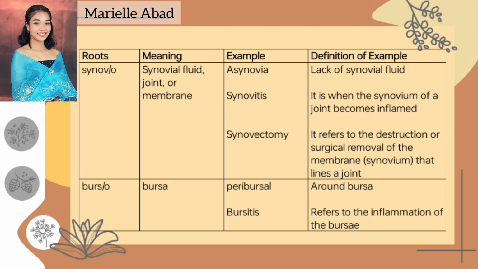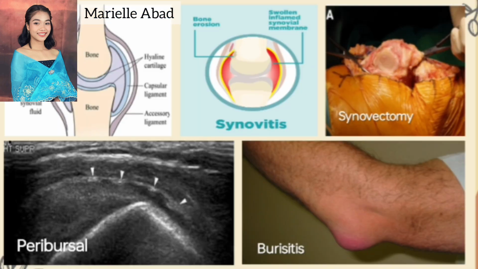Number 3, bursopathy. Pathy means disease. So bursopathy is any disease involving bursa, like bursitis for example. Last, we have peribursa. The prefix peri means around. So peribursa is surrounding a bursa or around the bursa.